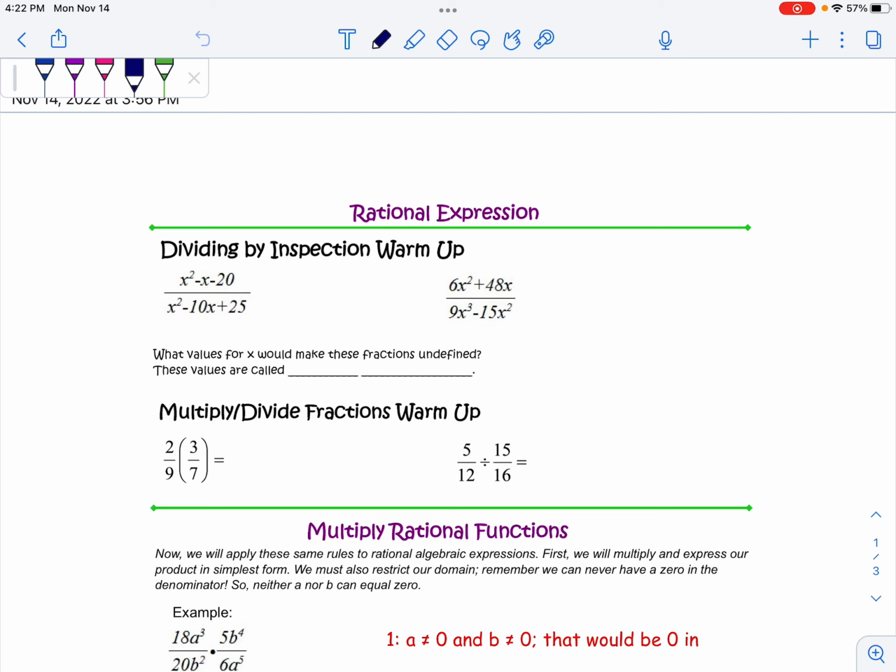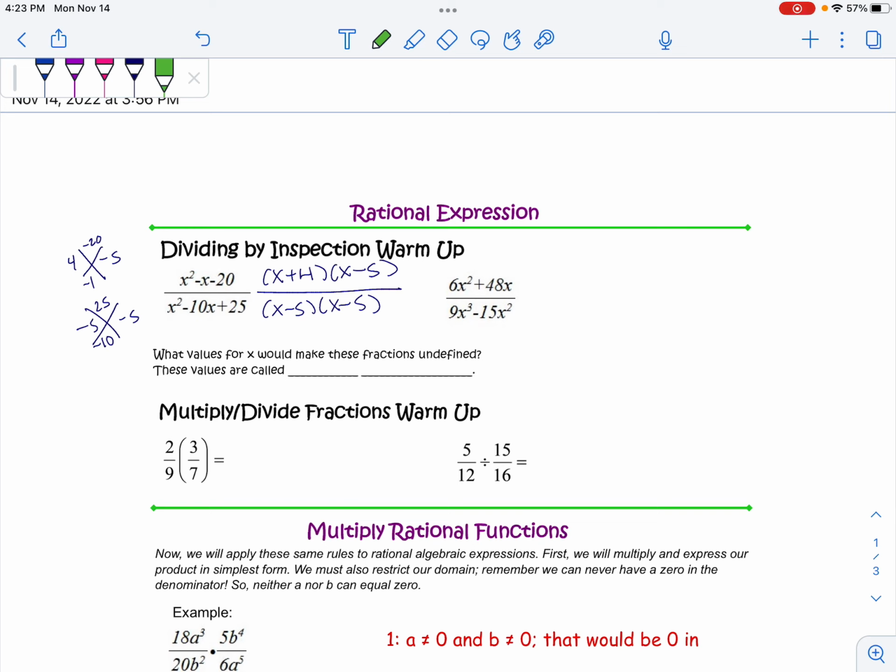So for this first one here, if I set up my big X and I come up with my factors, I'm going to go with -5 and 4. So we get x plus 4 times x minus 5. And then for the denominator, setting up big X, I have 25 over -10, and my two factors would be -5 and -5. So x minus 5 times x minus 5.